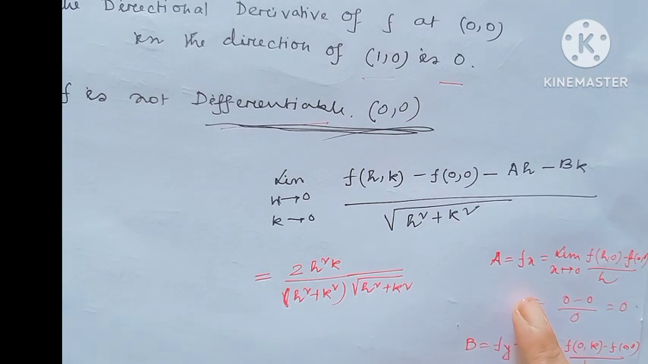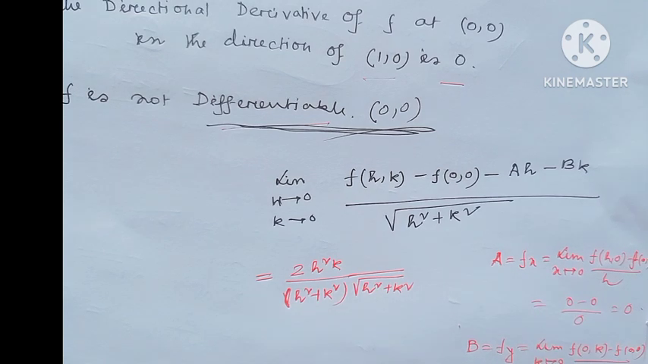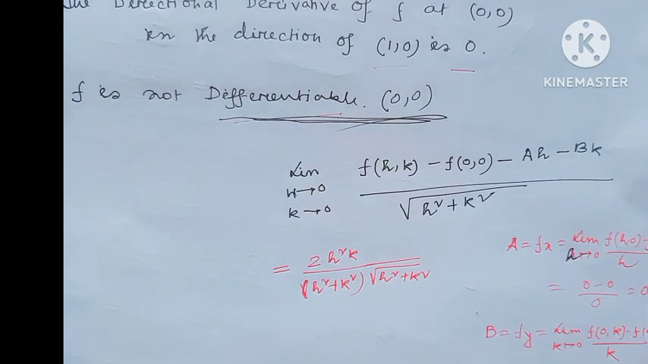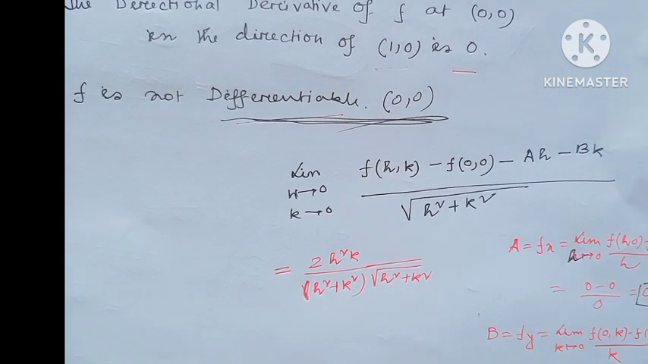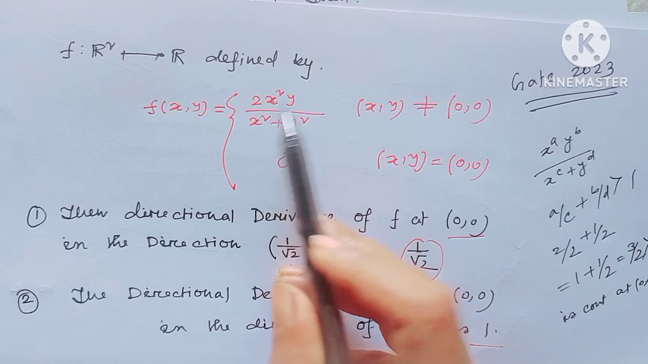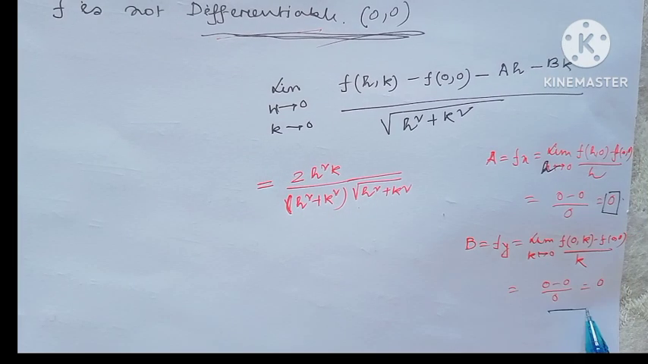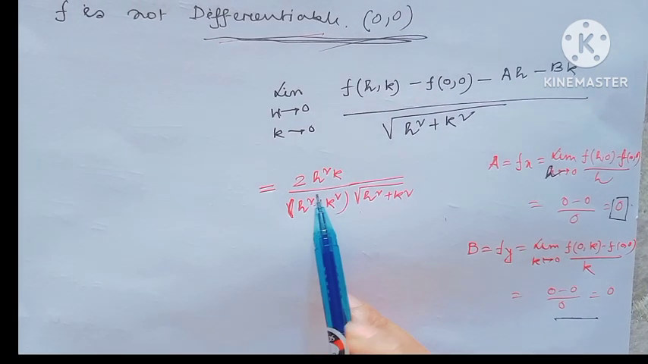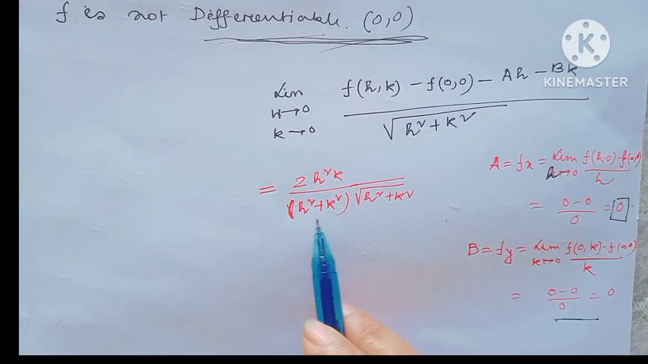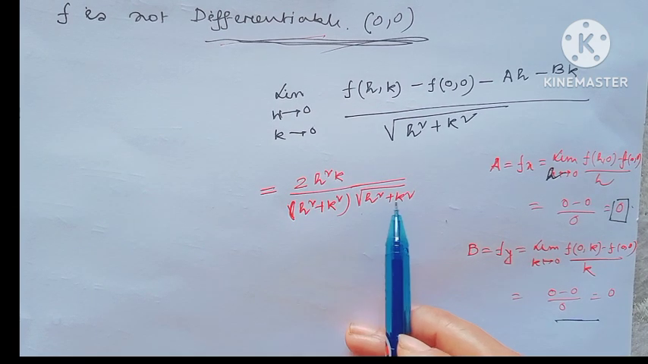Where a equals the partial derivative with respect to x, which is the limit as h goes to 0 of [f(h,0) minus f(0,0)] divided by h. If you put f(h,0), this value would be 0. Similarly, b equals f_y, which would be 0. Now put the value f(h,k), which is 2h squared k divided by h squared plus k squared, over the square root of h squared plus k squared.